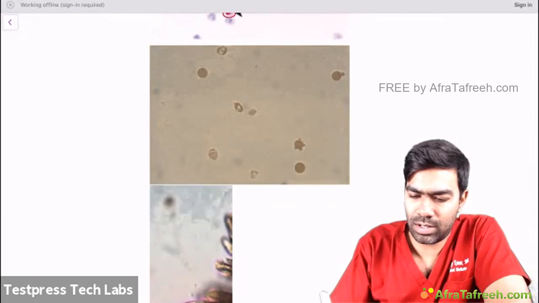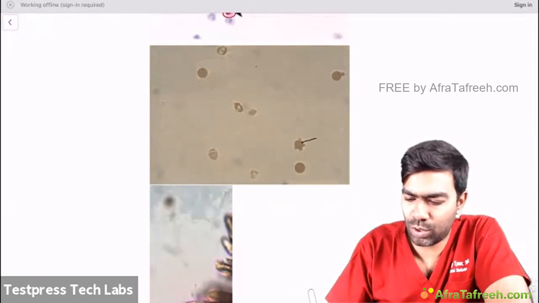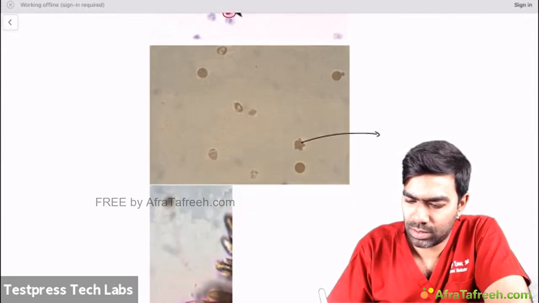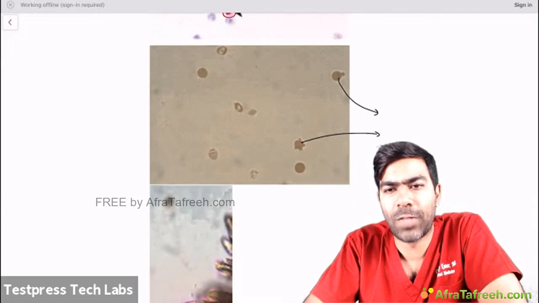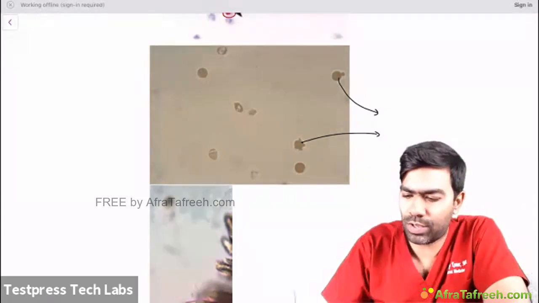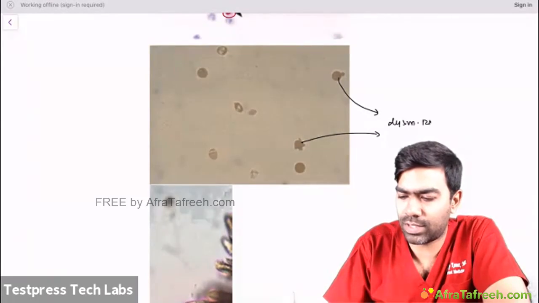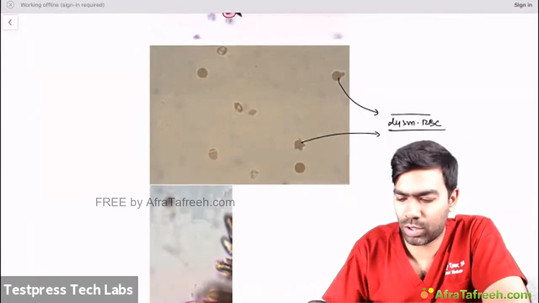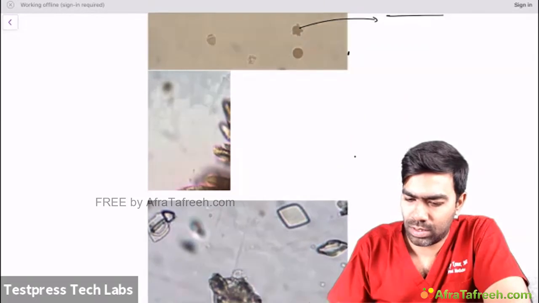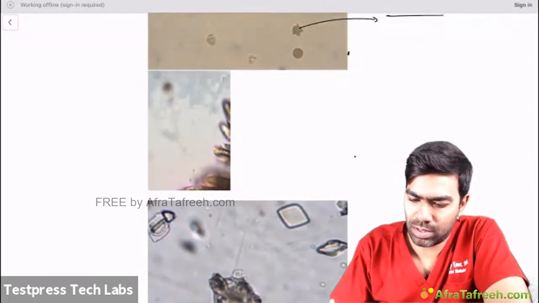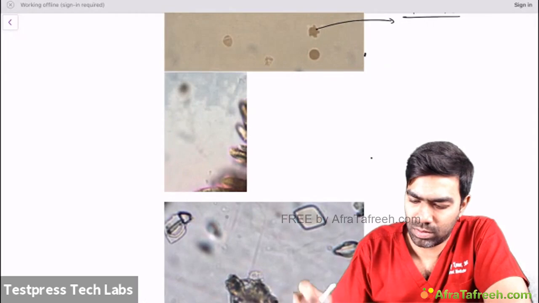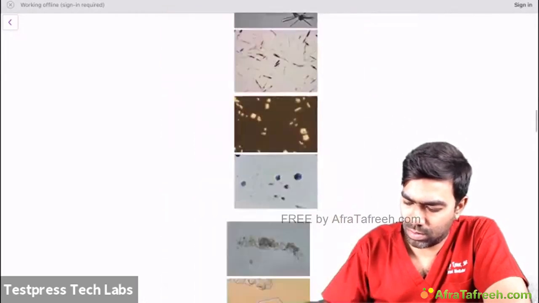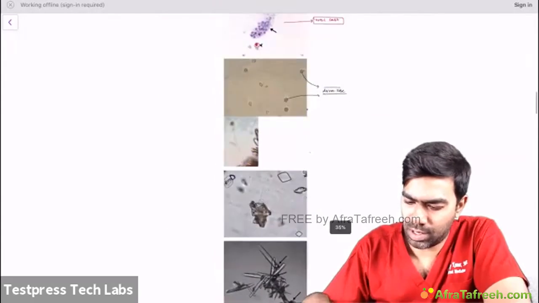Okay, then what about this one? So here I want to show these cells. What are these cells? Yeah, but more importantly, we wanted to show the dysmorphic RBCs. Whenever you see this kind of excessive dysmorphic RBCs, it's a glomerular cause of bleed. I think this image is not there. Okay, it came at the last.